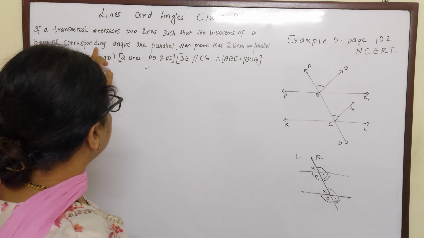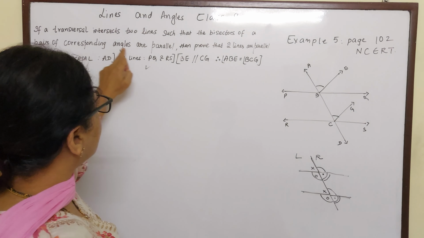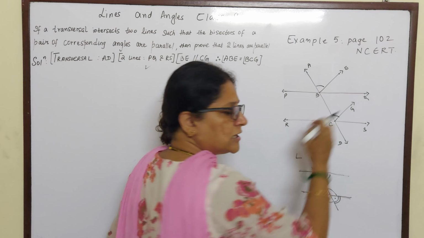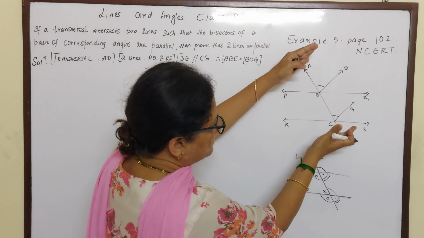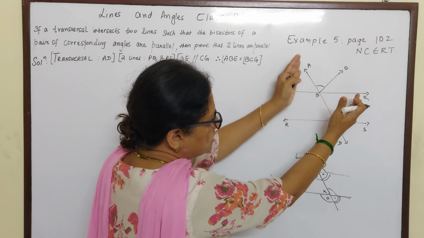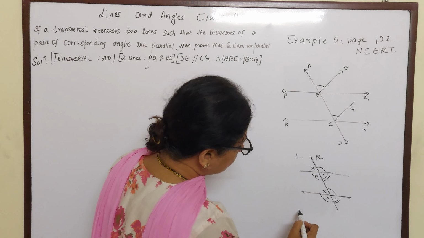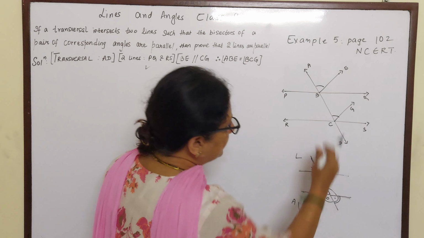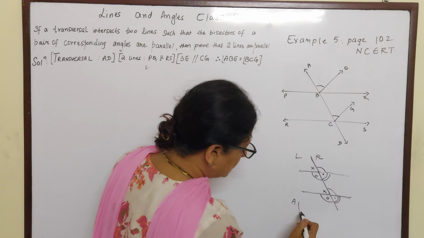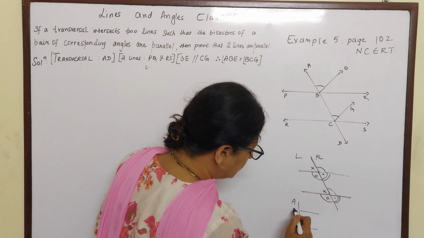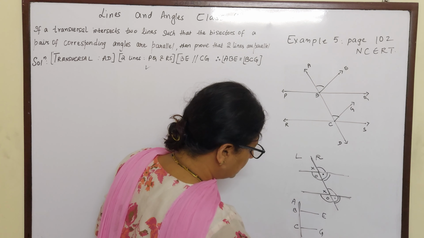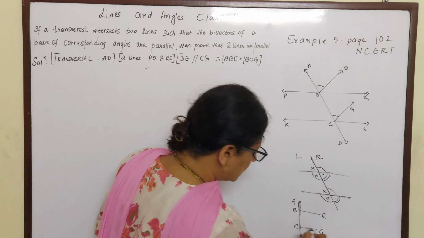So now in this sum they have told that the bisectors of corresponding angles are parallel. That means BE is parallel to CG. So the figure is slightly tilted like this. So if I make it straight, it will look like this. This is the transversal AD. And if I tilt this BE like this, it will look something like this. BE and CG. Right? Now if you see children, they are telling that BE is parallel to CG.